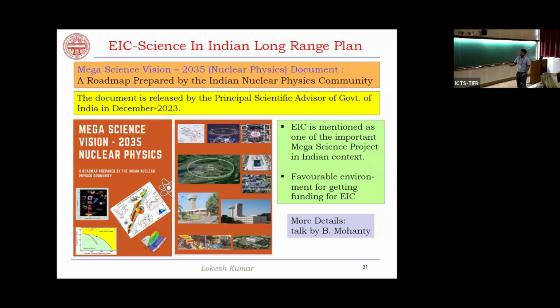Okay, so Bedanga also talked about this, but I'll just mention here that EIC science has been included in the Indian long range plan. Basically, it's a Mega Science Vision 2035 nuclear physics document, which is analogous to the US long range plan. It's a roadmap prepared by the Indian nuclear physics community. The document was released by the Principal Scientific Advisor of the Government of India in December 2023. In this document, EIC is mentioned as one of the important mega science projects in the Indian context, and this gives us a favorable environment to get funding.